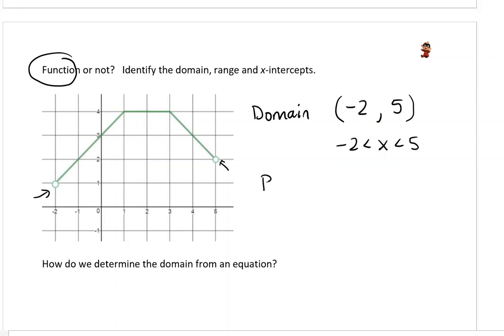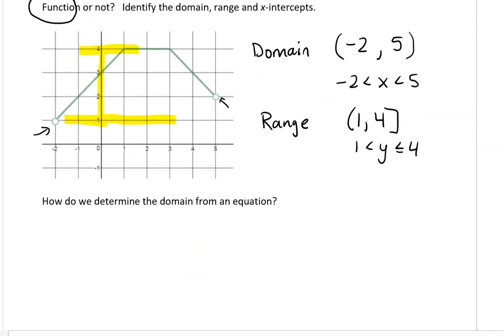Now I want to do the range. My range is looking, the smallest is here, the highest is here. So we're talking about from here to here. Okay, and we want 1 not to be included, but 4 to be included. So this is saying 1 is less than y is less than or equal to 4. Notice I'm using y for the range because it's the y values.